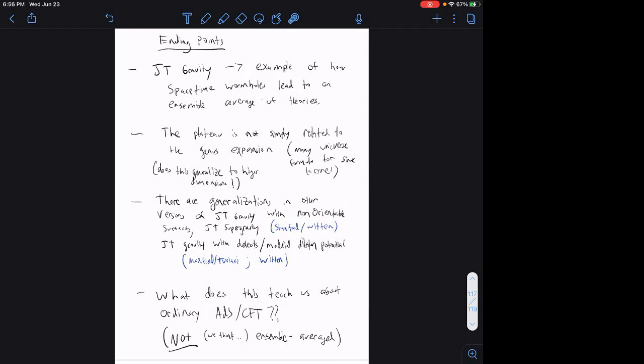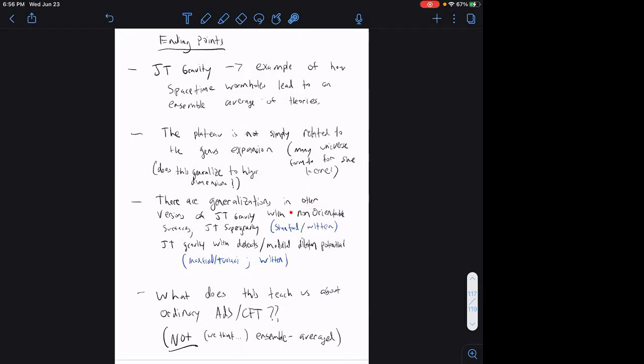Another point is that there are generalizations of this JT gravity dual to a matrix integral. For example, if you consider JT gravity with non-orientable surfaces, we only talked about orientable surfaces. I should have been more clear about that.